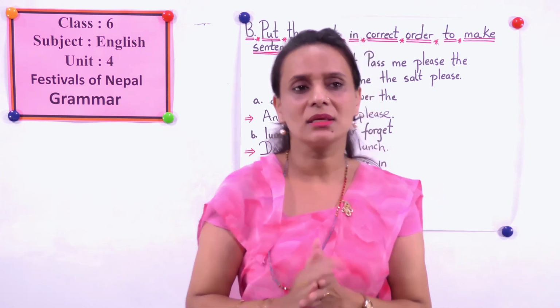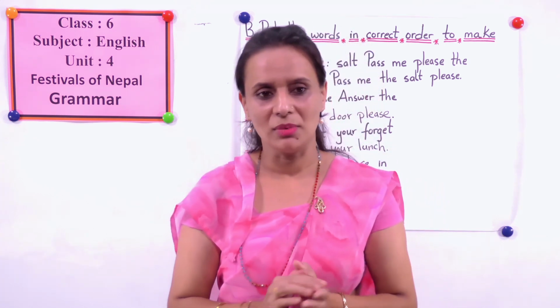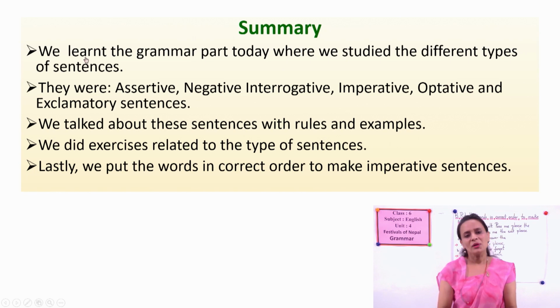Now, let's see what did we do today. Okay, summary. We learned the grammar part today. We did the grammar part where we studied the different types of sentences. They were assertive, negative, interrogative, imperative, optative, and exclamatory sentences. We talked about these sentences with rules and examples. Isn't it? We did a lot of rules and examples. We did exercises related to the types of sentences. Lastly, we put the words in correct order to make imperative sentences.